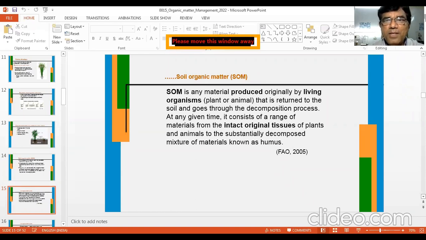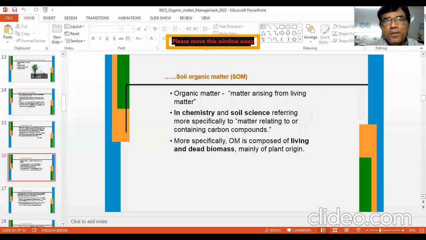Maybe plant or animal that is returned to the soil and goes through the decomposition process. That is your organic matter, and at any given time, it consists of a range of materials from intact original tissues, meaning freshly added or undecomposed original tissues of plants and animals, to the substantially decomposed mixture of materials known as humus. So this is a complete definition of soil organic matter given by FAO.